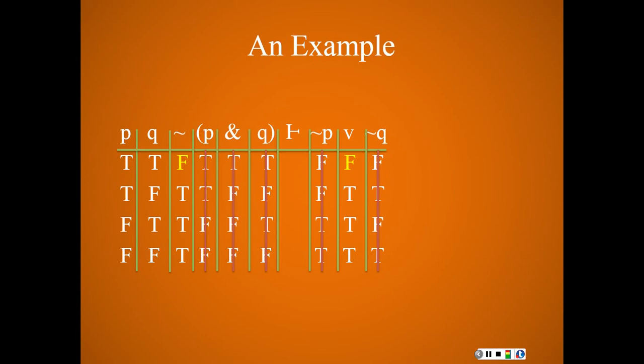But now I see that there are no such cases. In every case in which the premise is true, the conclusion is true. So that tells me that there are no possible conditions under which the premise is true but the conclusion is false. So that tells me that this argument is valid. So I have a valid argument here.